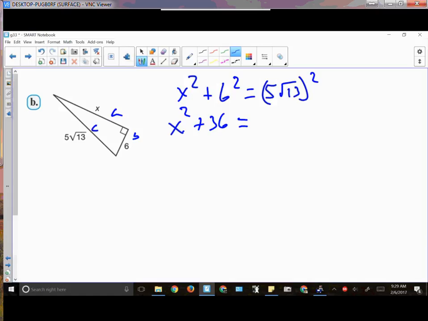Well, what does it mean to be squared again? Does it mean you multiply two things together that are exactly the same? No, 6 times 6 got me to 36. So that means I should have 5 square root 13, 5 square root 13. Right? Well, what's 5 times 5? What's the square root of 13 times the square root of 13?